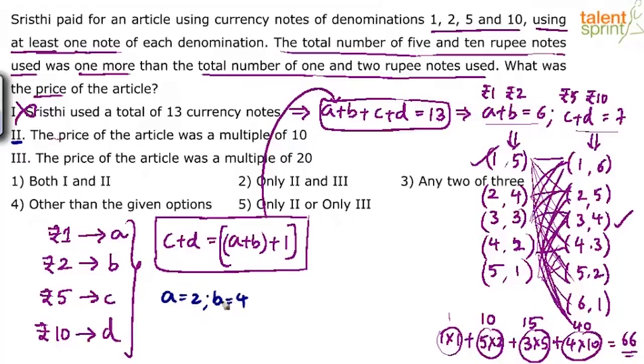So 2 plus 4, 2 plus 8, 10 rupees. I want the multiple also to be 10, right? So I have to do it accordingly. And according to this, if A equals 2 and B equals 4, so A plus B has become 6. 2 plus 4, 6. That means C plus D should be 7.